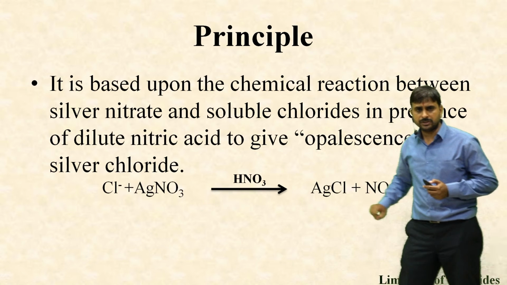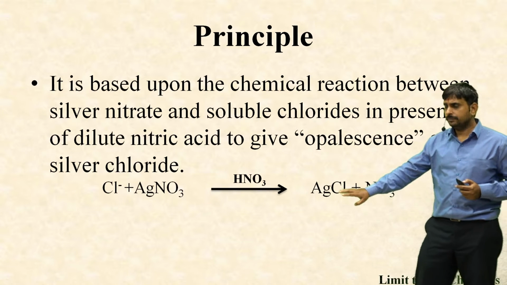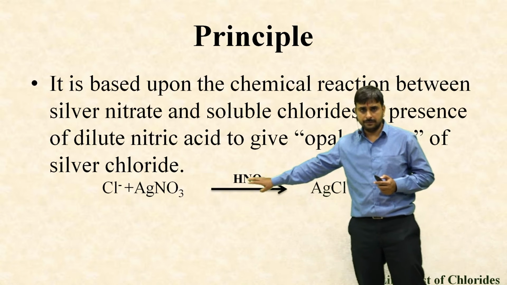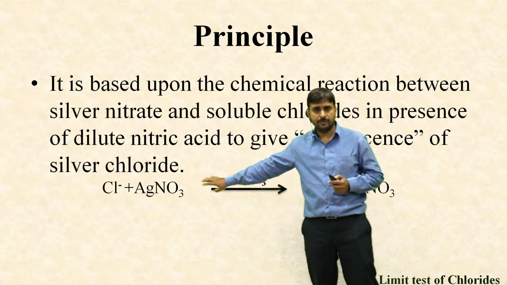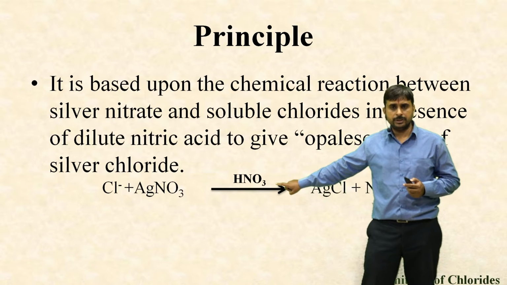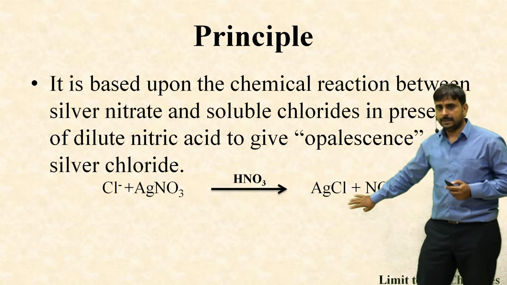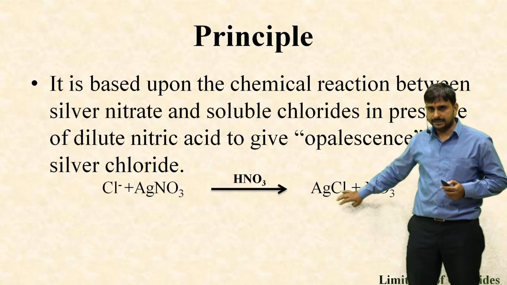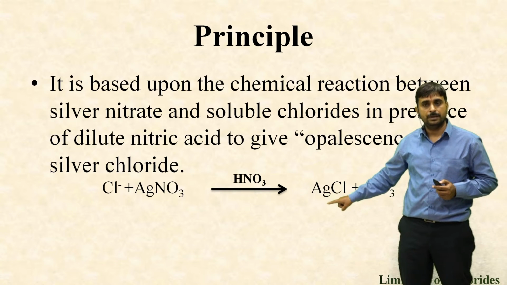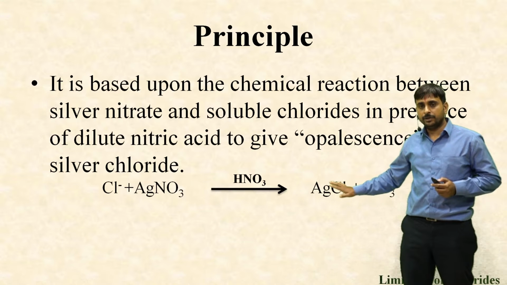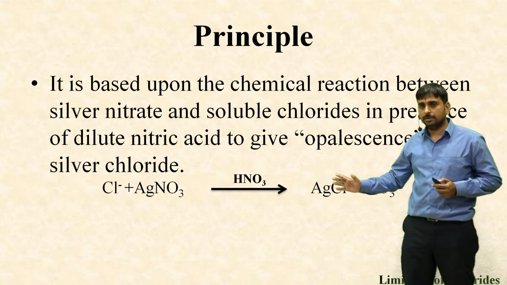So, this is the chemical reaction where chloride, in soluble form, is reacted with silver nitrate. Then in the presence of HNO3, we form AgCl and nitrate is released. This AgCl is responsible for the opalescence or turbidity in the solution. And we compare the turbidity of the AgCl in the standard and sample solutions.